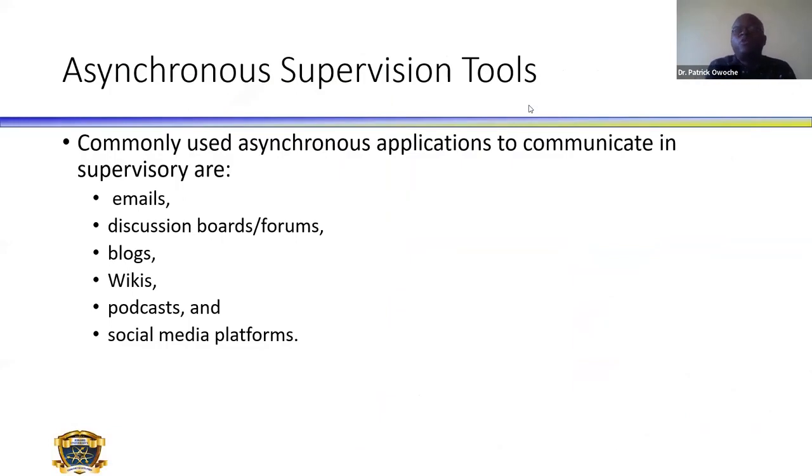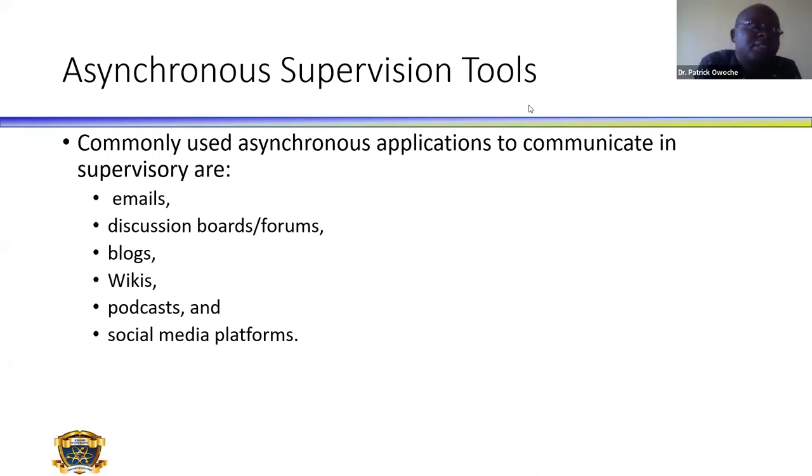Asynchronous supervision tools. Asynchronous is where there's a time difference, not in real time. Commonly used asynchronous applications to communicate in supervision are emails, discussion boards and discussion forums. These can be found on learning management systems, blogs, wikis, podcasts, and social media platforms.